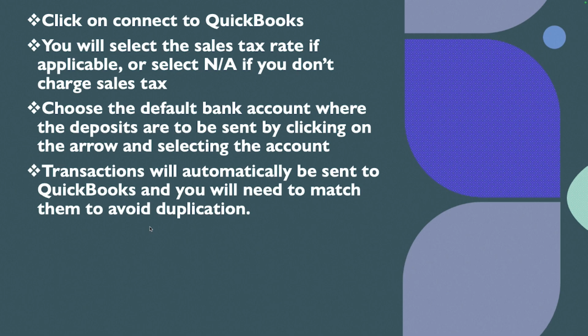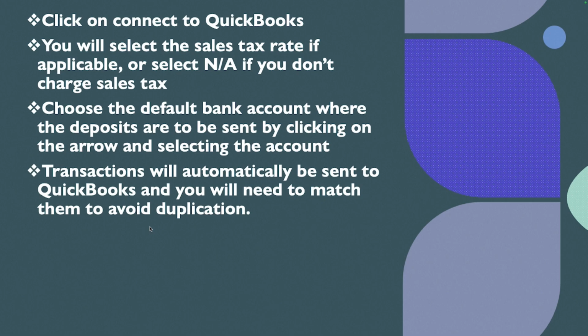And if you haven't done that before, if your account is connected, transactions are coming through without the HoneyBook fees or going to undeposited funds, you can go to the same route, click on integration, click on that little gear menu right next to QuickBooks, and then you can select the sales tax as NA if you don't charge, and then select the default bank account. Transactions will automatically be sent to QuickBooks, and you will need to match them to avoid duplication.